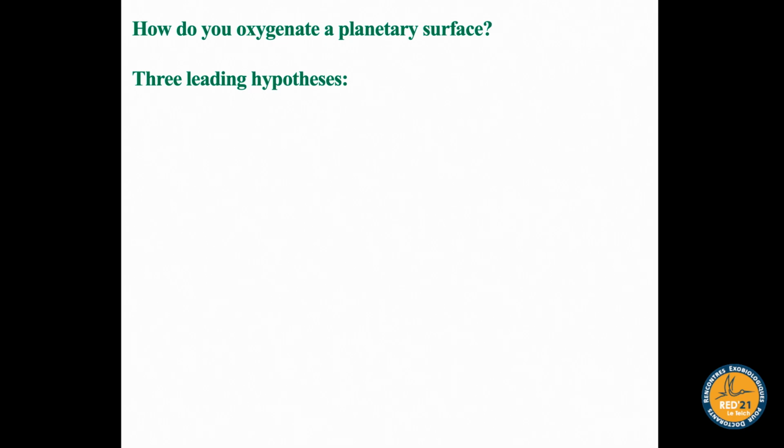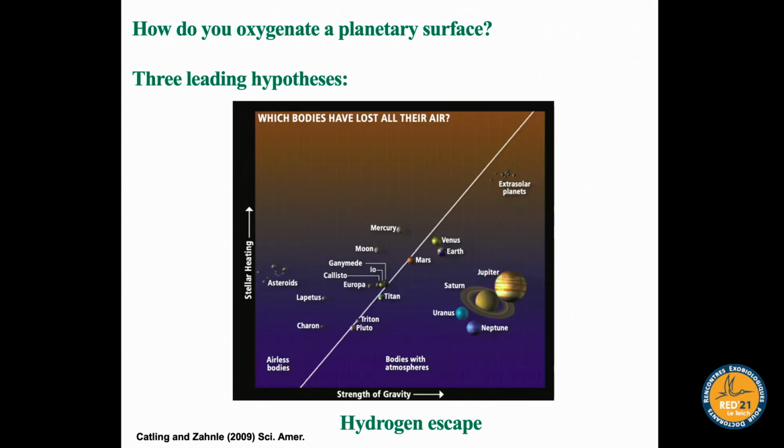Now, that was a very, I know, dense overview of this Great Oxidation Event and this dramatic two-step history and that really important transition that was the Great Oxidation Event about 2.5 to 2.4 billion years ago. Let's take a step back and ask ourselves, how do we oxygenate a planetary surface, an atmosphere? Well, there are three leading hypotheses. The first is something that we call hydrogen escape.